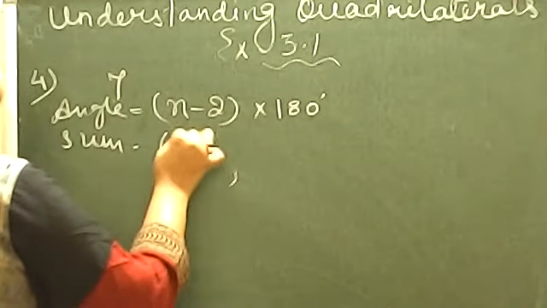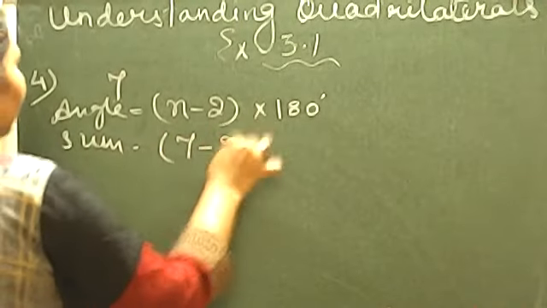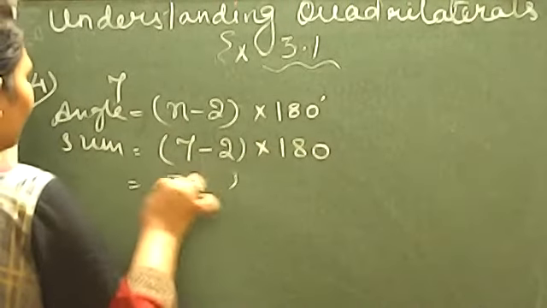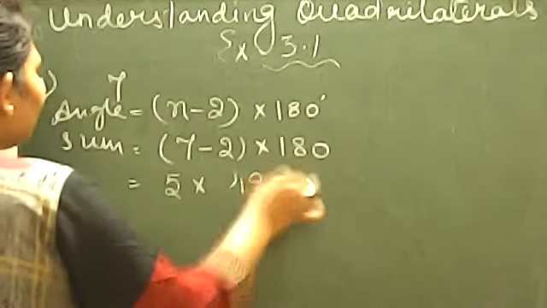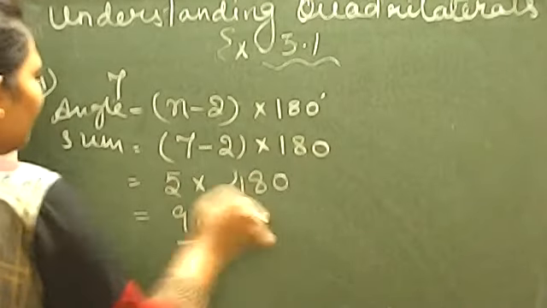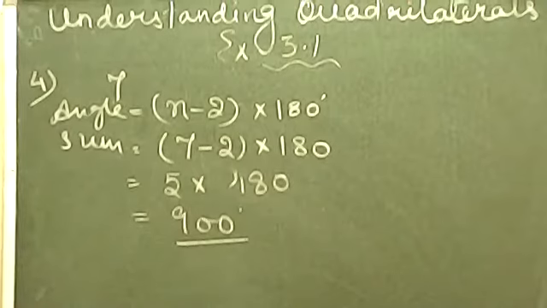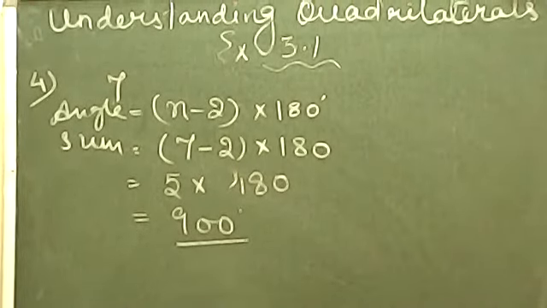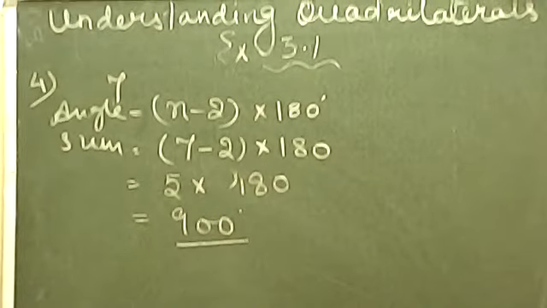Now you have to find out the angle sum. Wherever you have n, you will place 7. 7 minus 2 into 180. Which will give you 7 minus 2 मतलब होता है बेटा 5, that is 5 into 180, which will give us 900. So remember, if you have the number of sides 7, your angle sum will be 900 for that figure.